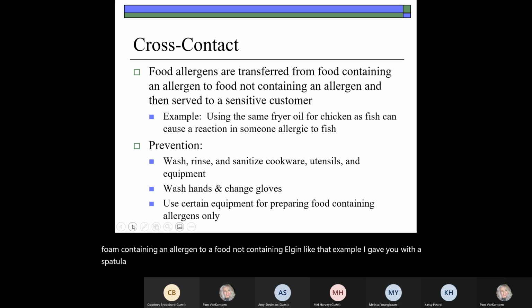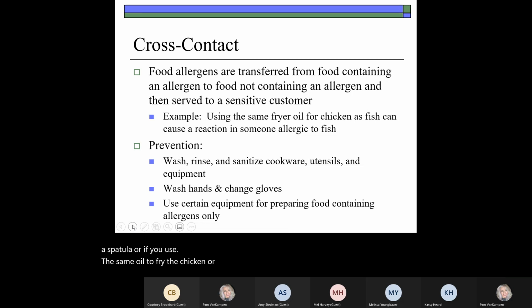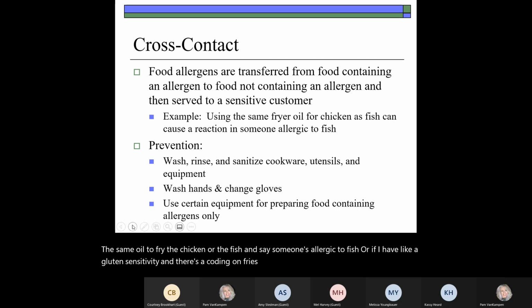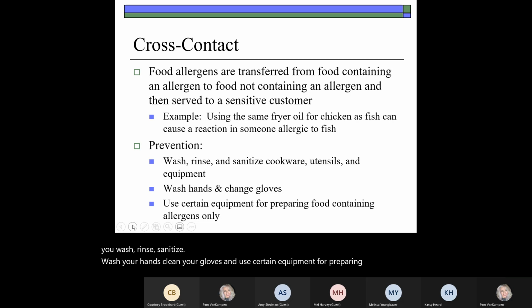Or if you use the same oil to fry the chicken or the fish, and say someone's allergic to fish. Or if I have a gluten sensitivity and there's a coating on fries, and I think, oh, I could eat a fry because they're potatoes, but they fried them in the same fryer that they fried the breaded fish in, then that can be cross contact. So always make sure you wash, rinse, sanitize, wash your hands, clean your gloves, and use certain equipment for preparing food if you honor allergies.